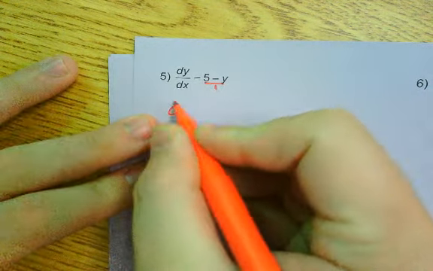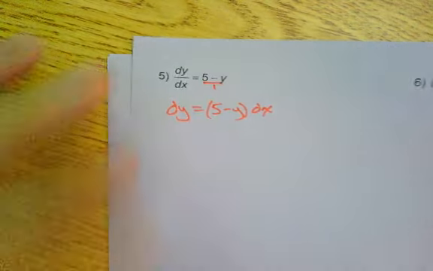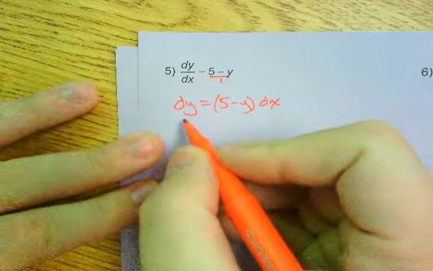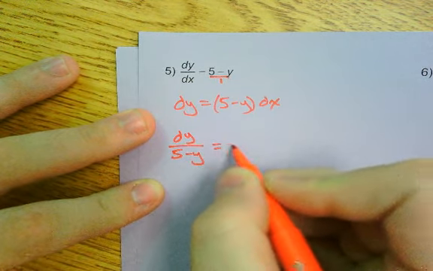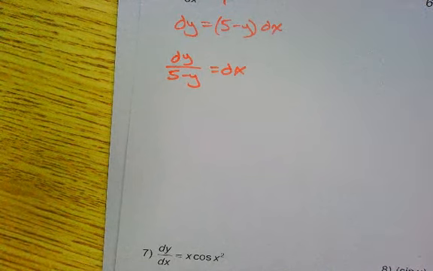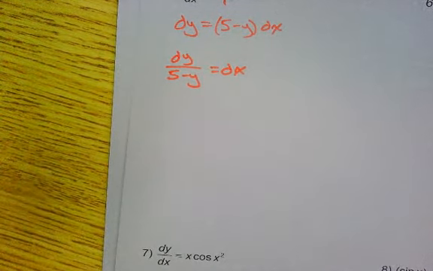So dy equals 5 minus y. Put that in parentheses, dx. That's packaged together. Okay? Are my variables on the correct side? No. How can I get them on the correct side? Divide by. Okay? Again, that helps you avoid the trap. It actually gets a little tricky from here. What do I do now? Integrate.